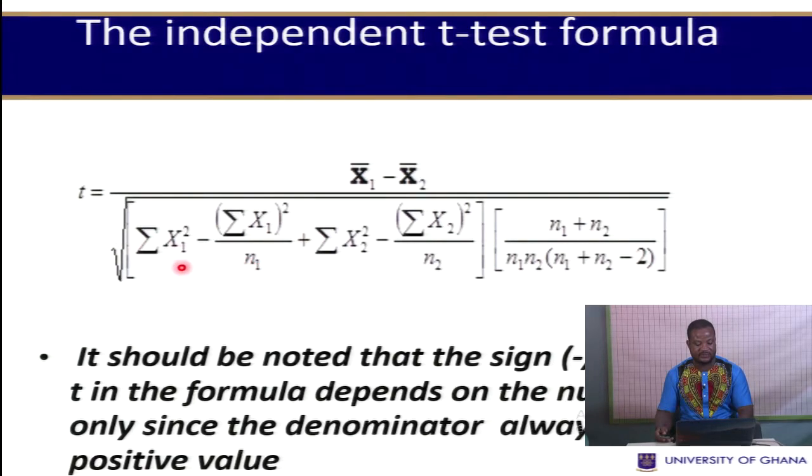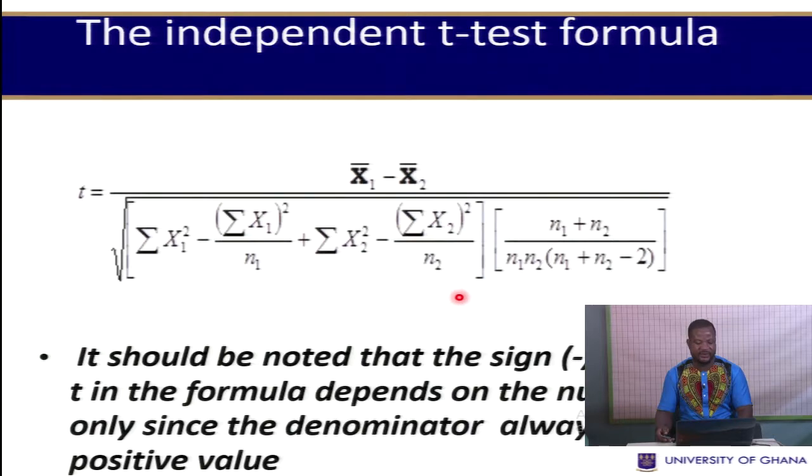This part deals with the first sample, this aspect deals with the second sample, and then we have in a curly bracket here the sample sizes, and this deals with the degrees of freedom. So we have the sample size of the first one plus the sample size of the second one. Then in the denominator we have the sample size of the first one multiplied by the sample size of the second one. And then we have in brackets here the degrees of freedom, which is the sample size of the first one plus the sample size of the second one minus 2. And that will give us the formula for the independent t-test.